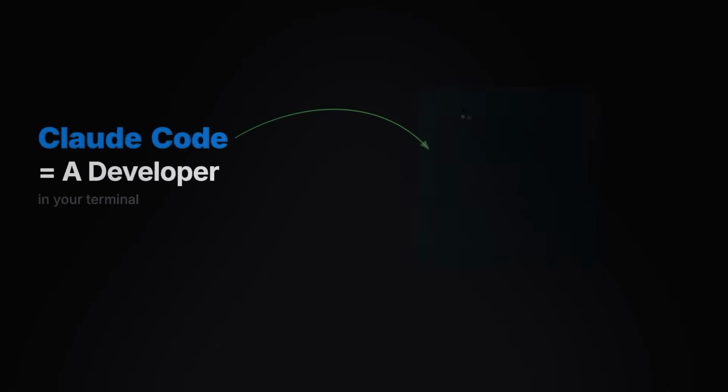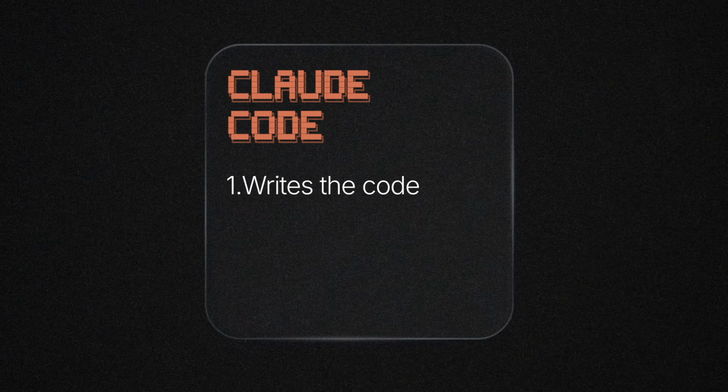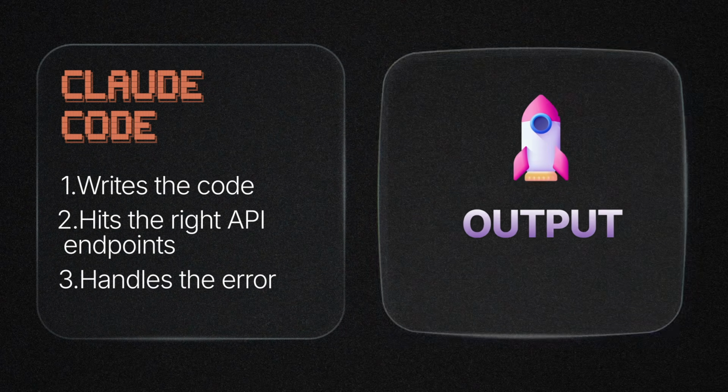But here's what changed. Claude Code came and it basically gave me a developer in my terminal. Except I don't need to speak developer. I speak English. I tell it what I want and it writes the code, hits the right API endpoints, handles the errors and gives me the output. And once I realized that, I started replacing things one by one. So let me tell you exactly what I replaced and how.